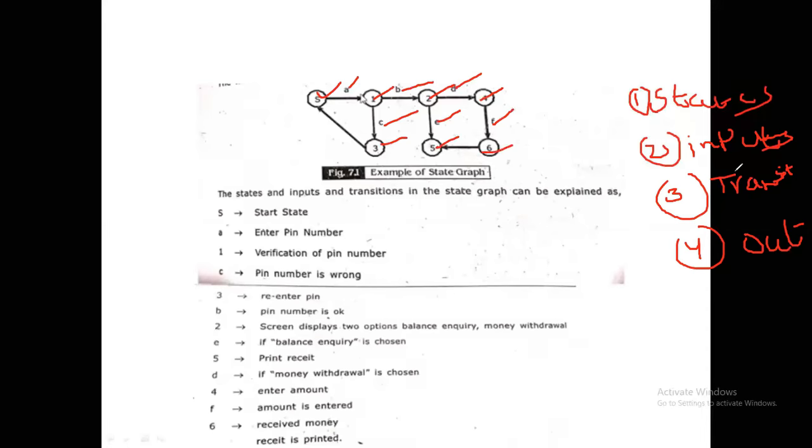And transition: if the input is B, that means the pin number is okay. Now the system transits from state 1 to state 2. So these are the transitions. These arrow marks indicate transitions. And output: by giving input B to state 1, the state of the system will change from 1 to 2. So 2 is the output. Okay, so this is about the state graph.